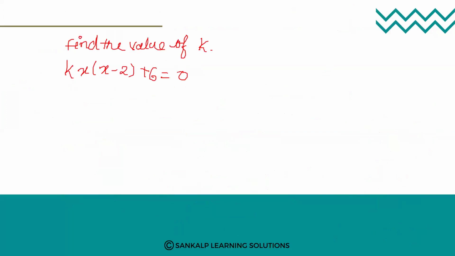Now, find the value of K. The question is: find the value of K. Kx into x minus 2 plus 6 equal to 0. Yes. Now, we need to find out the value of K. So first we should convert this into quadratic form. So to convert into quadratic form, k into x is kx square, k into 2 is 2kx, plus 6 equal to 0.